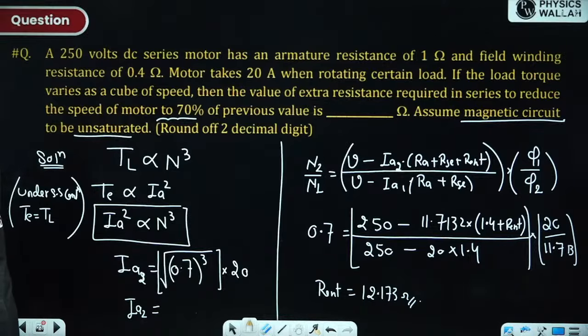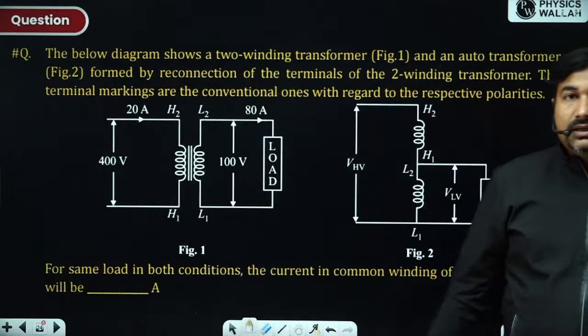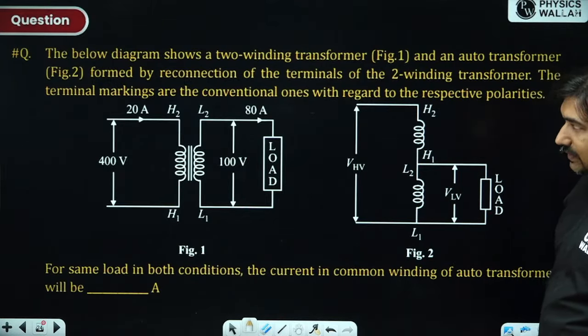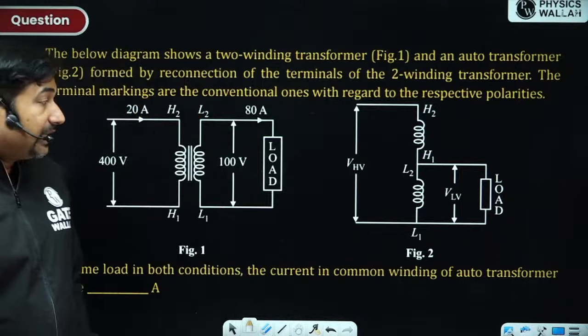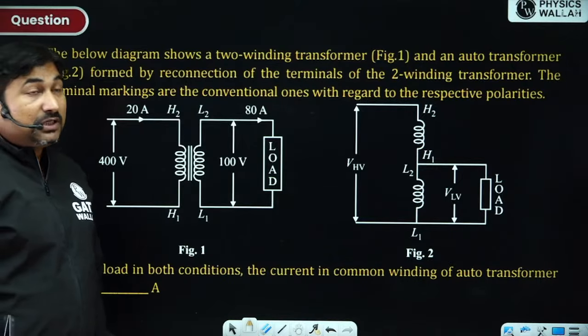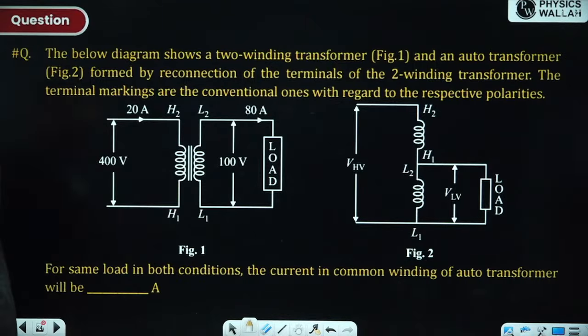Great. Yes, Naveen, great. Let's talk about this one. Please observe very carefully because I have kept all types of possibilities, all kinds of errors that you can make in the exam as well. So please be careful while going through the question. The below diagram shows a two winding transformer, figure 1, and an auto transformer, figure 2, formed by reconnecting the terminals of the two winding transformer. The marked terminals are conventional with regard to the respective polarity. For the same load in both conditions, the current in the common winding of the auto transformer will be.